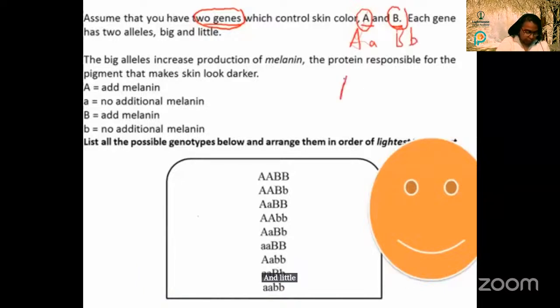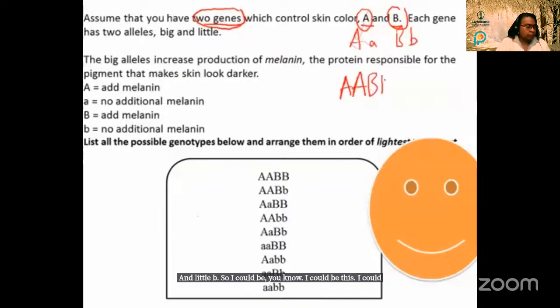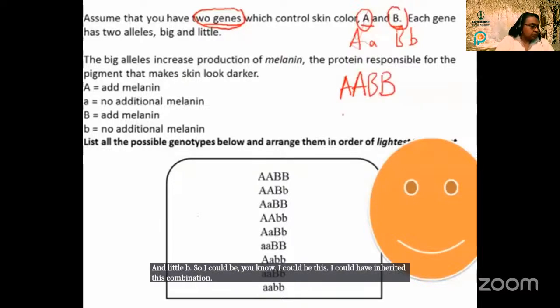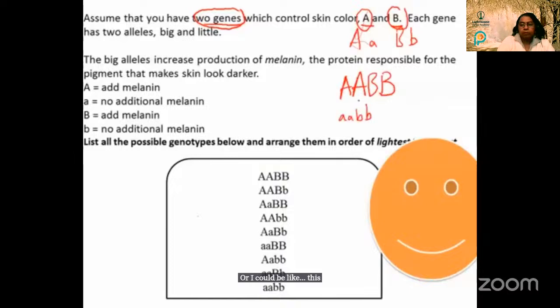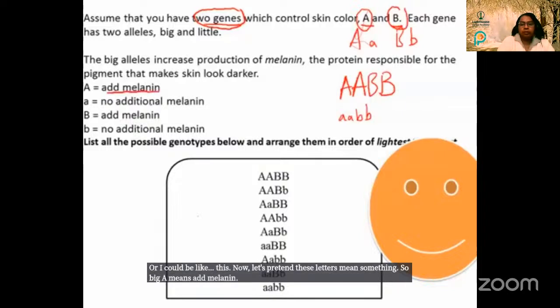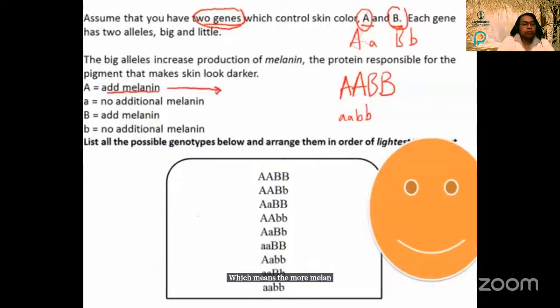So I could be this. I could have inherited this combination. Or I could be like this. Now, let's pretend these letters mean something. So big A means add melanin. Melanin is a protein, and the more of it you have, the darker your skin actually looks.